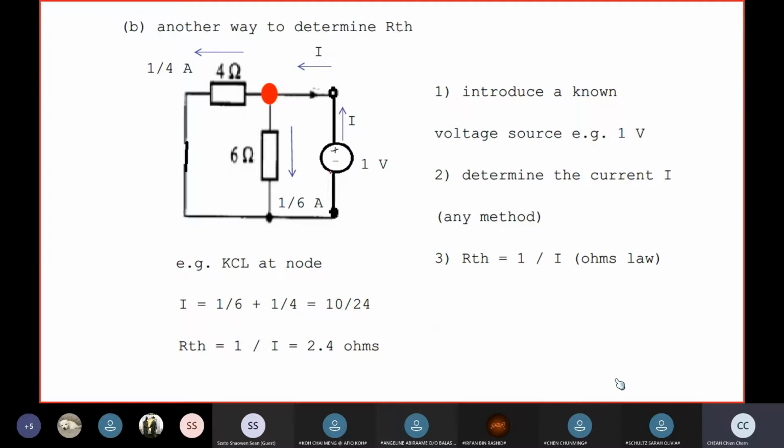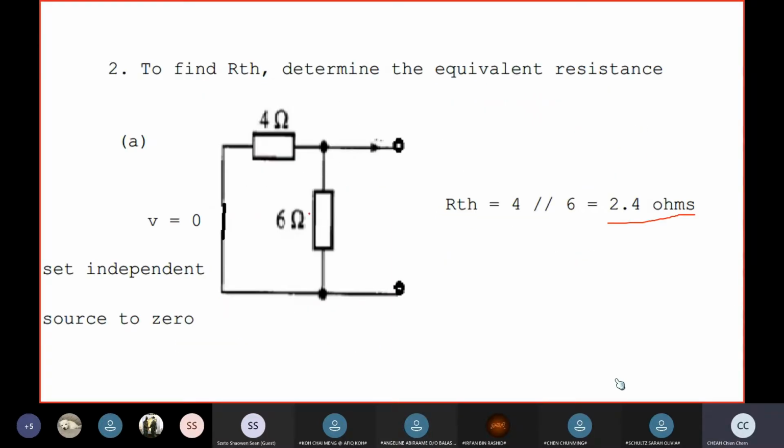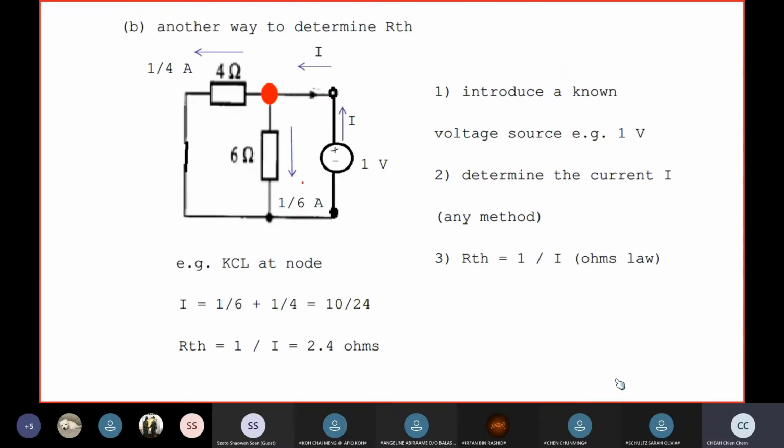However, if there's no dependent source, you can see that there's only pure resistors, and you can simplify them easily by series, parallel, star-delta. So you need not use this method, but it can be used as well, especially in cases where you're not sure whether they are series or parallel.